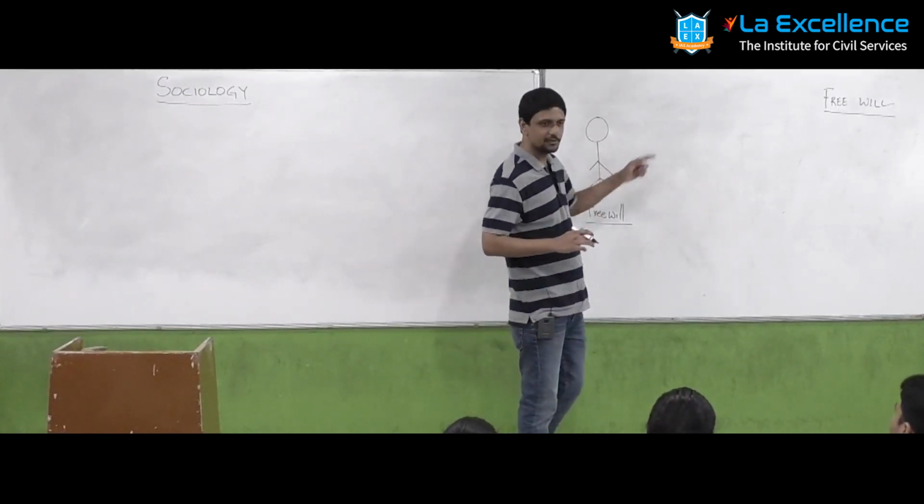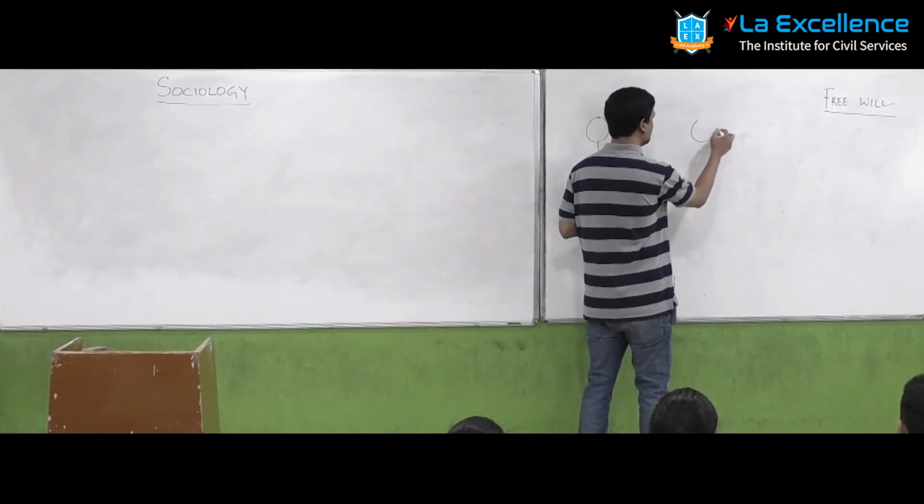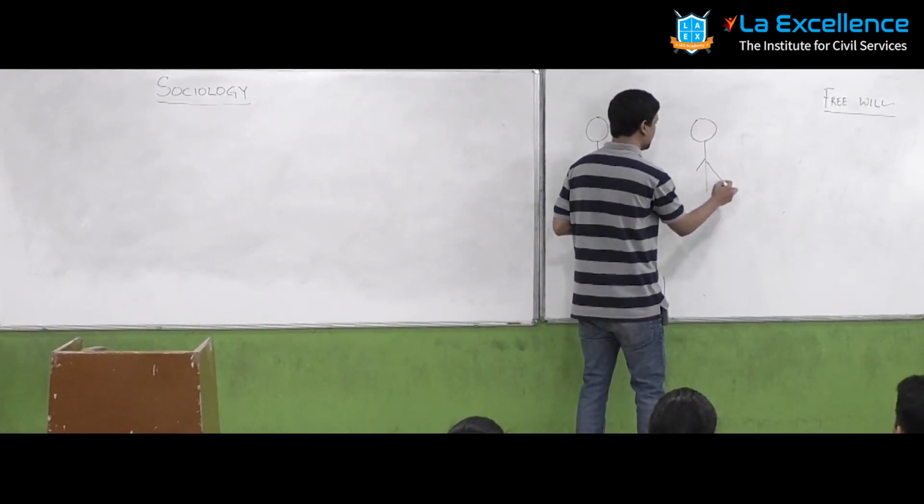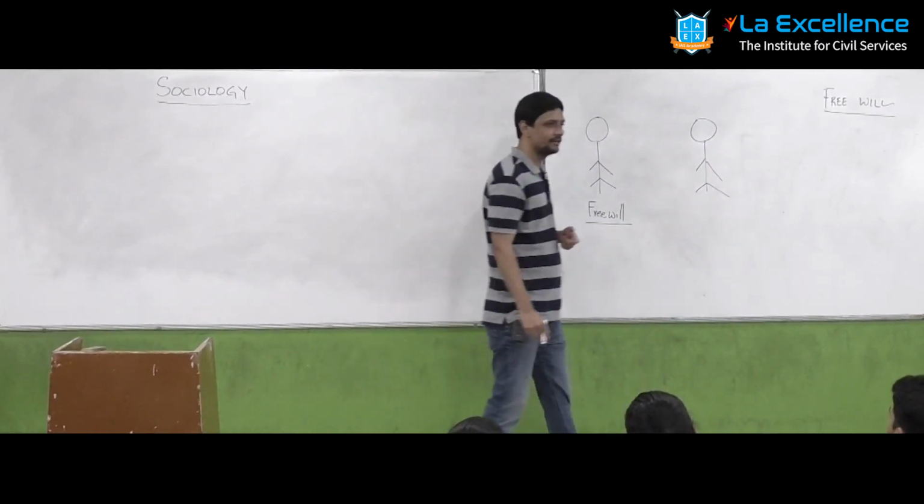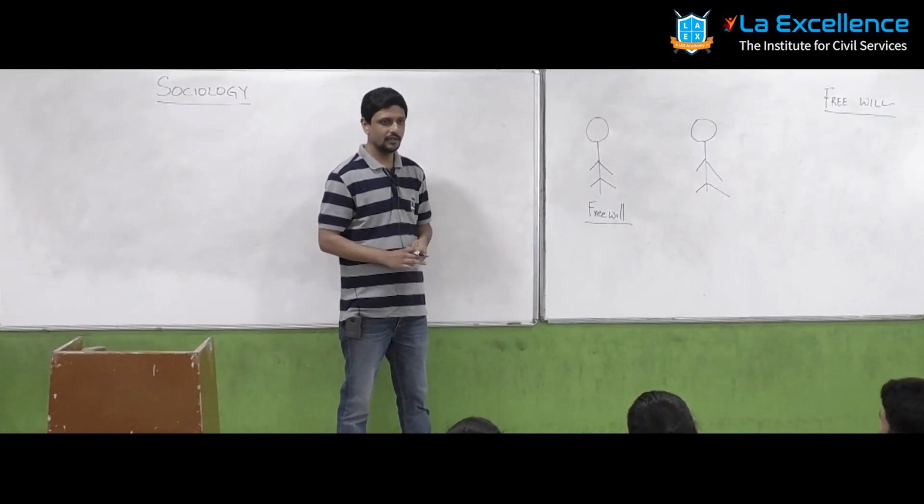Like this, there are other individuals in the society also. This is one individual. There are many other individuals in the society and they also have free will. Isn't that correct? Like this there are multiple people.